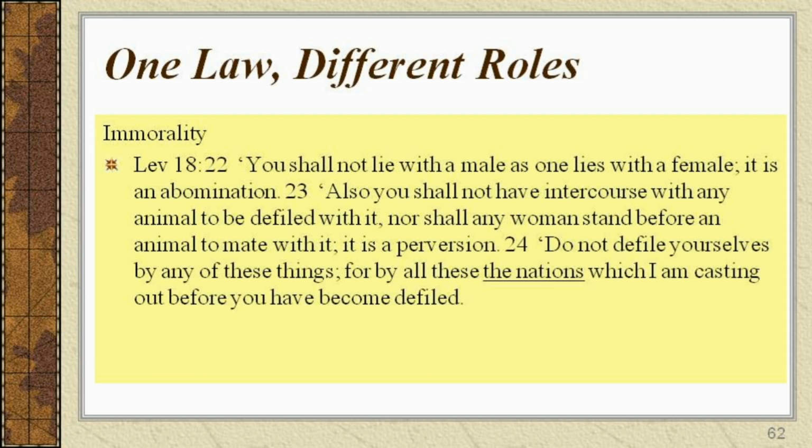The next set of commandments deals with sexual immorality. In Leviticus chapter 18, verse 22, God told Moses, "You shall not lie with a male as one lies with a female. It is an abomination. Also, you shall not have intercourse with any animal to be defiled with it, nor shall any woman stand before an animal to mate with it. It is a perversion. Do not defile yourselves by any of these things, for by all these the nations which I am casting out before you have become defiled."